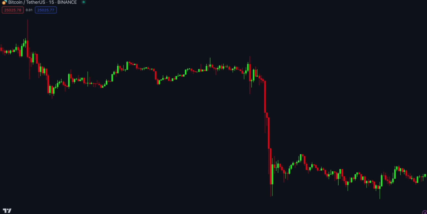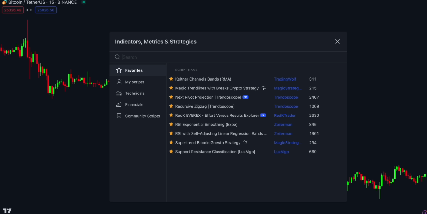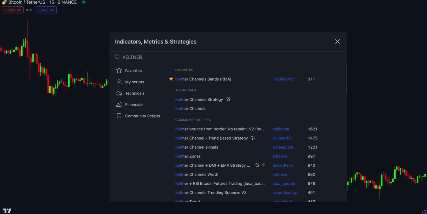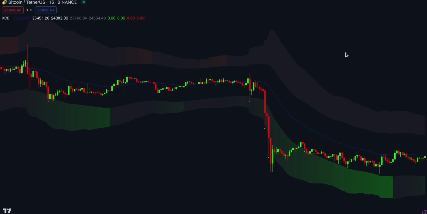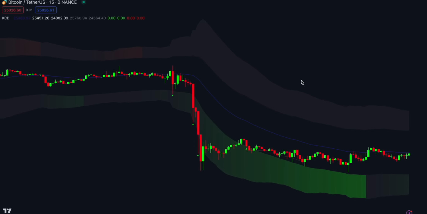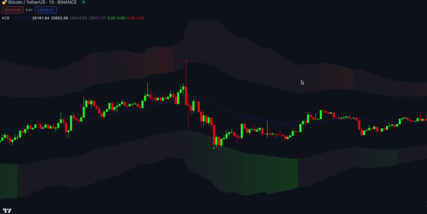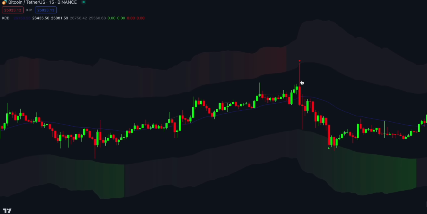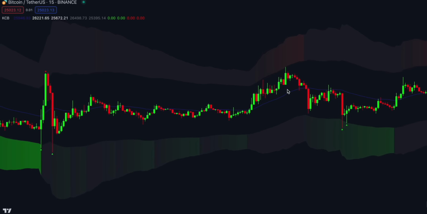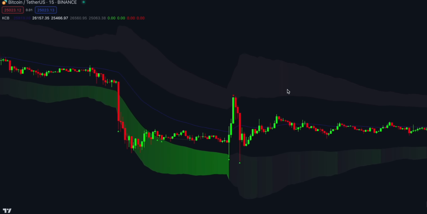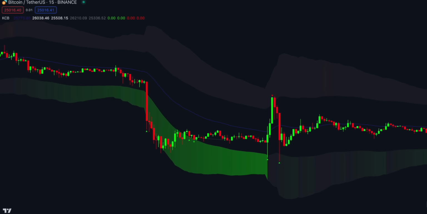So, the first indicator is called Keltner Channel Bands by TradingView. Chances are you've never come across this tool, but you might have seen similar options. The reason I like to use this one is because it looks super cool and comes with signals. The Keltner Channel Bands is a volatility-based technical analysis indicator that creates a channel around the price of a security to offer traders a visual representation of the security's normal price range.